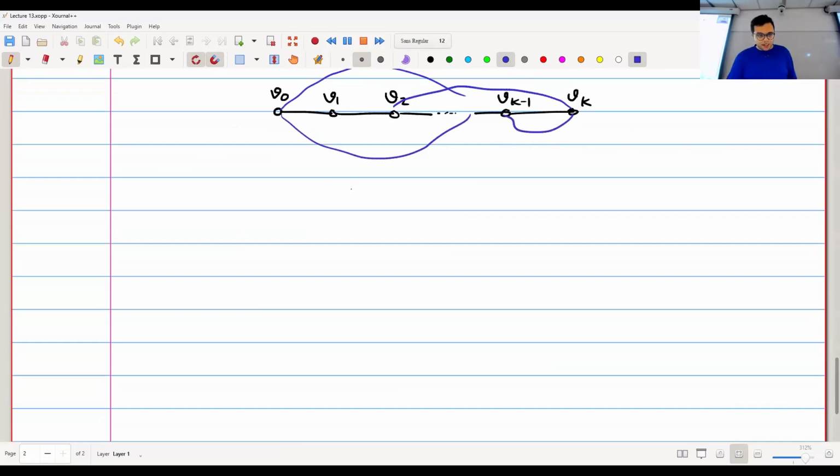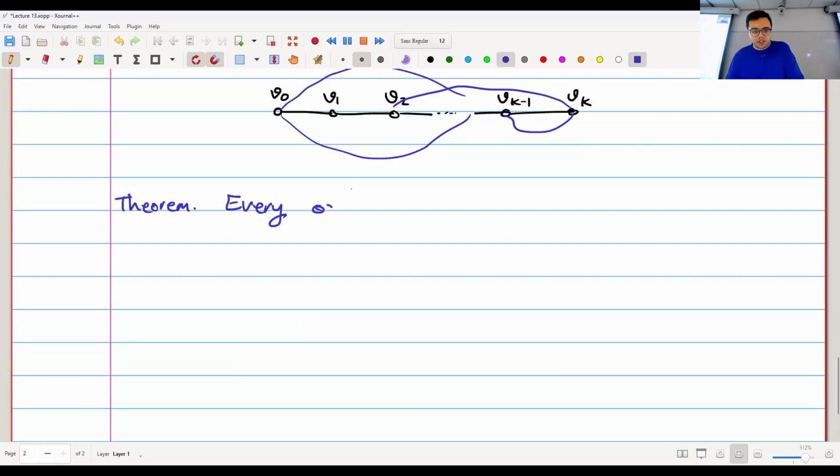Let's do another theorem. I want to say this: suppose that I have an odd walk, so a walk whose length is odd. I want to say that it definitely contains an odd cycle.